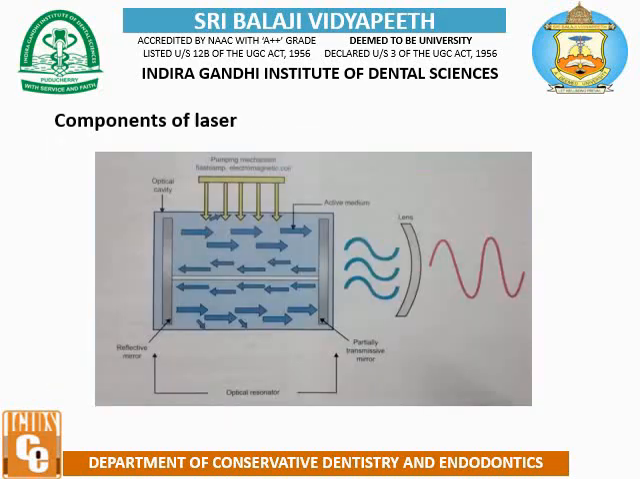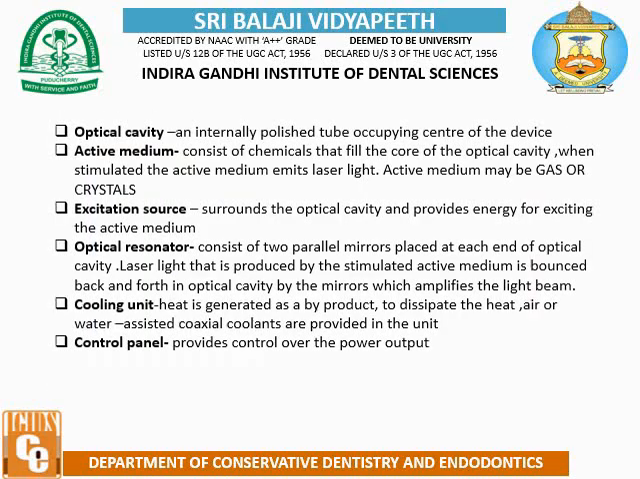Components of laser: optical cavity, an internally polished tube occupying the center of the device. An active medium, it consists of chemicals that fill the core of the optic cavity. When stimulated, the active medium emits laser light. Active medium may be gas or crystal. Excitation source surrounds the optic cavity and provides energy for exciting the active medium.